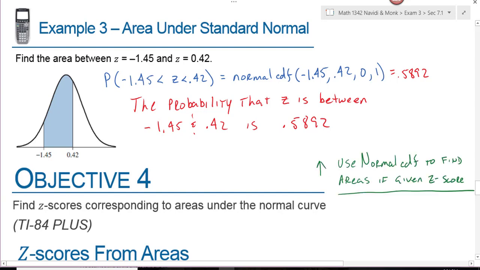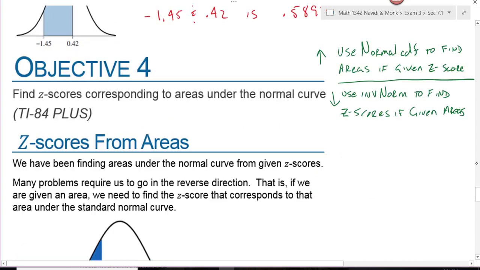Up here we used the normal CDF to find areas if we're given z-scores. Down here we're going to use the inverse norm to find z-scores if we're given areas. Notice I switch what I'm given and what I'm looking for as I switch from the normal CDF to the inverse norm. If you remember from your algebra days, when you have an inverse function, all you do to get an inverse function from a function is you switch x and y. You switch what you're given and what you're looking for. That's why we call this the inverse norm. We switch what we're given and what we're looking for.